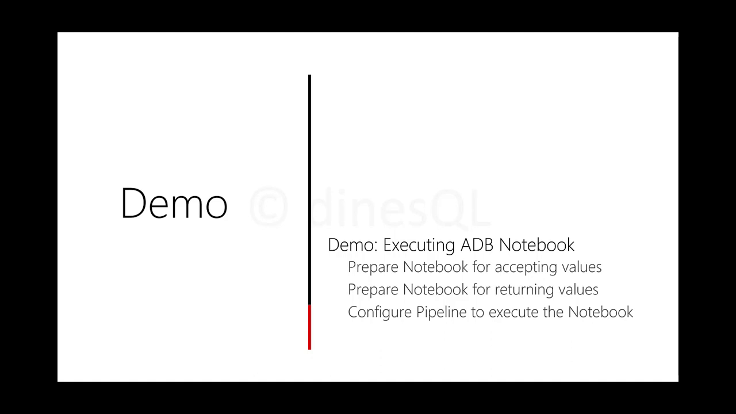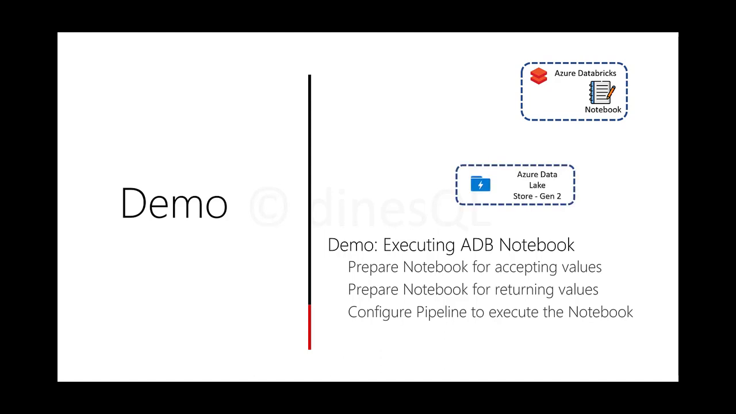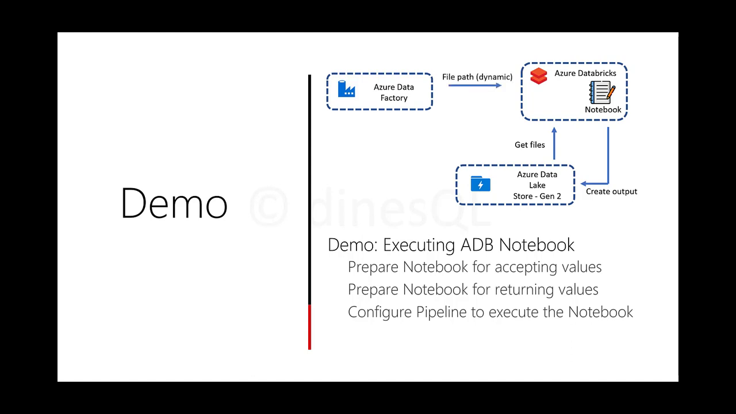So this is what I'm going to do. I have a notebook that has been configured for accessing my Azure Data Lake Gen 2. It accesses one of the paths, gets some data, processes it, and sends the processed data back to the Data Lake Gen 2. Now this path is basically a hard-coded path. What I'm going to do is execute this notebook through my Azure Data Factory, and I'll be generating the path in a dynamic manner.